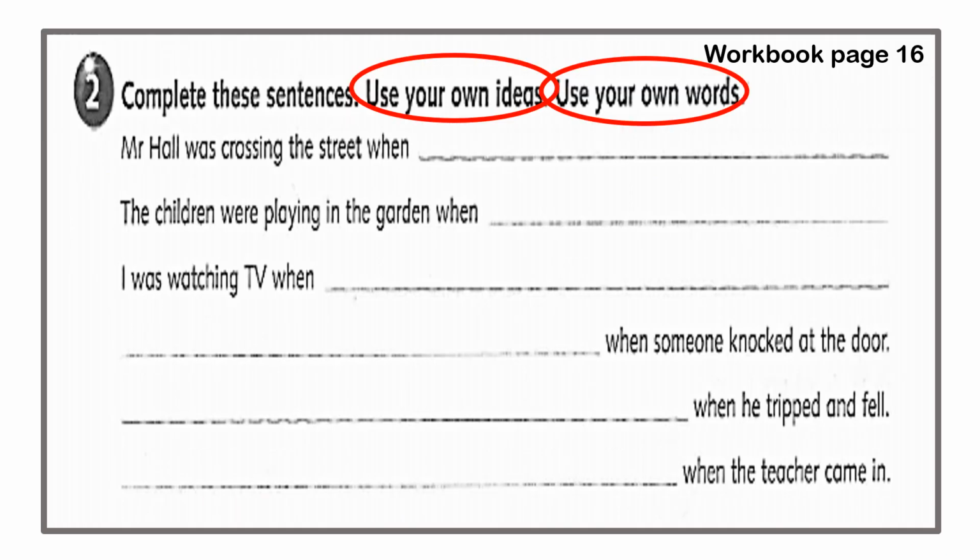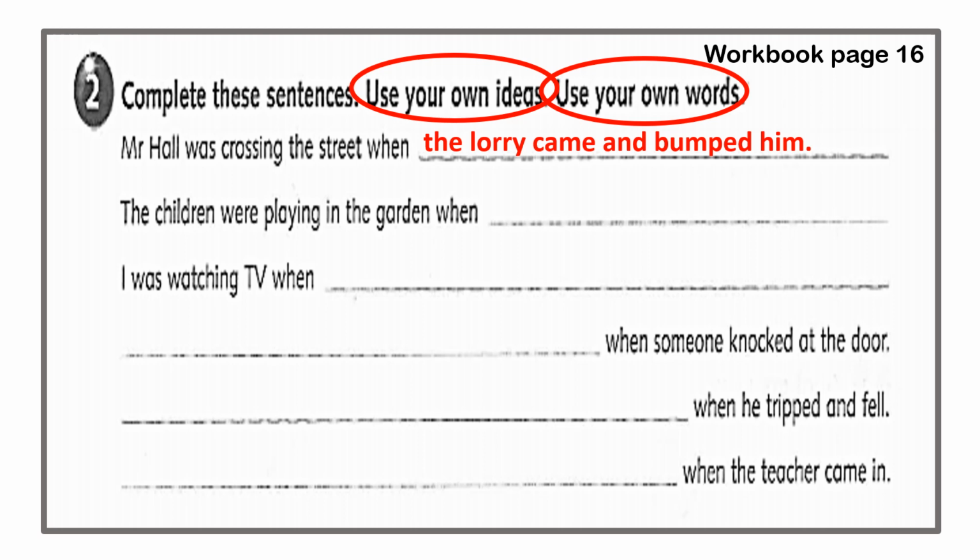Let's complete these sentences using either past continuous or past simple form of the verb. Make sure that you use your own ideas and your own words. Let's start. Mr. Hall was crossing the street when the lorry came and bumped him. Past continuous: was crossing. Simple past: came and bumped.